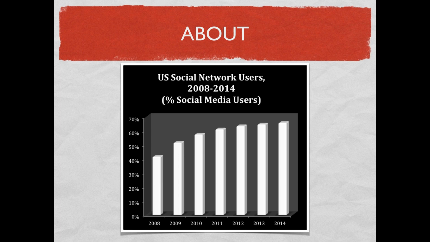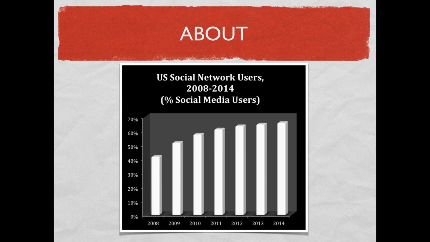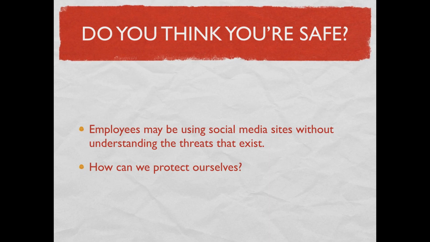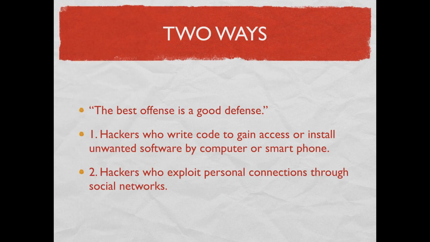While the use of social media presents an additional entry point for technology risks such as malware and viruses, these risks are elevated chiefly because more employees may be using social media sites without understanding the threats that exist. This leaves us with one question of how we can protect ourselves and our firm's reputation from these malicious social threats. So basically, there are 2 different tactics used to exploit online social networks.